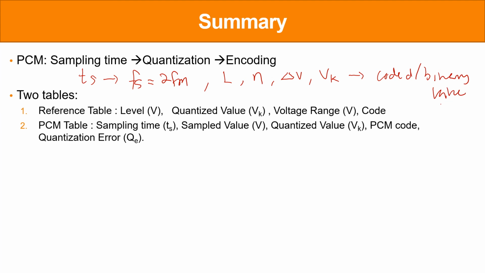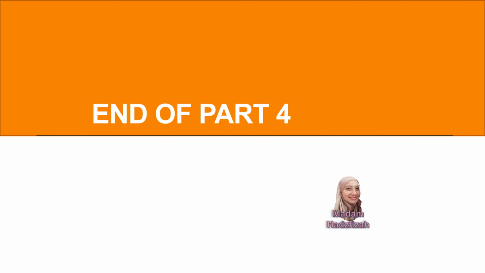So two tables need to be built for this PCM. The first one is the reference table, consisting of level, quantized value, voltage range and code. The second one is the PCM table for the sampled signal, where we need the sampling time, the sample value, the quantized value for each sample value, the PCM code, and the quantization error. So that's all for part 4.